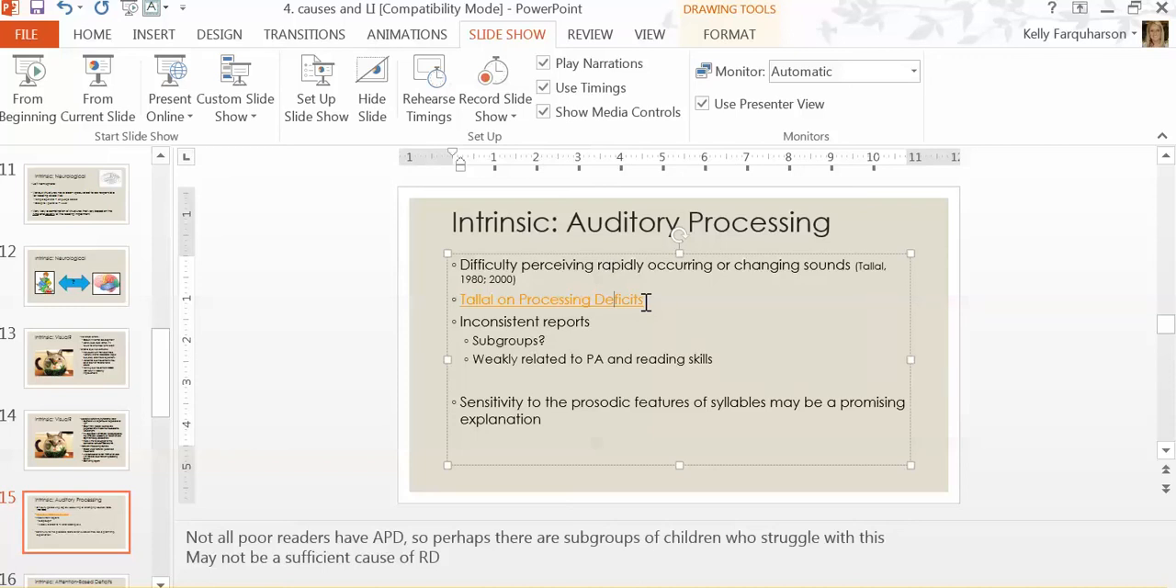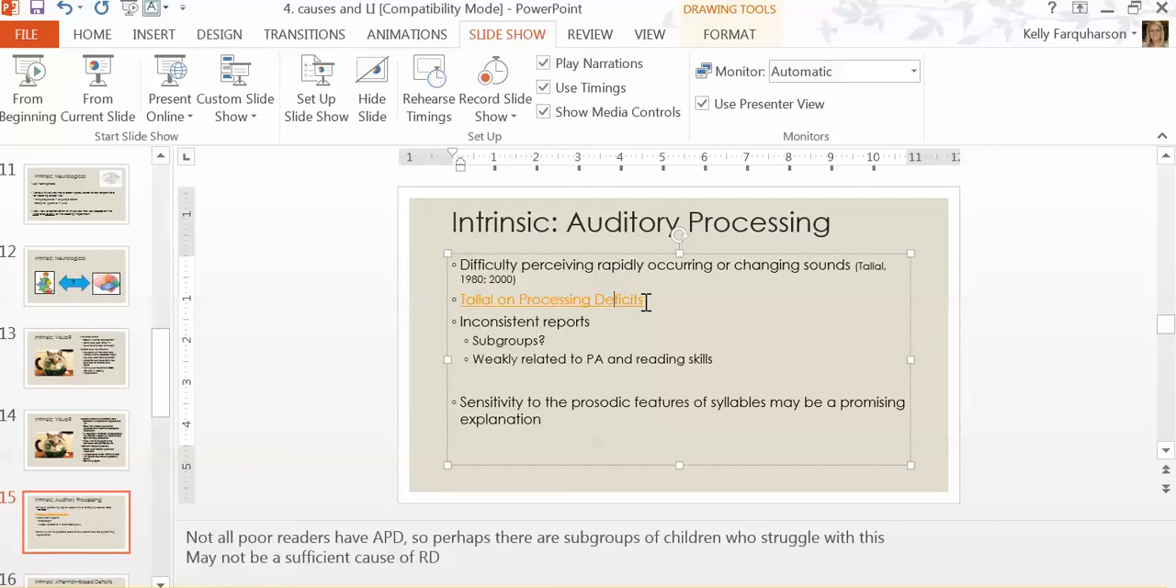But again, there have been a lot of inconsistent reports, and so Dr. Tallal has faced a lot of scrutiny as to supporting auditory processing as a primary cause for reading disability. I don't know if you've heard about some of the programs like Fast ForWord and Earobics. I know some of you are planning on presenting those to our group, but those types of approaches are what she suggests will be helpful for improving reading. There may be some truth to that, but at this point, there have been so many inconsistent reports that it's hard to say.